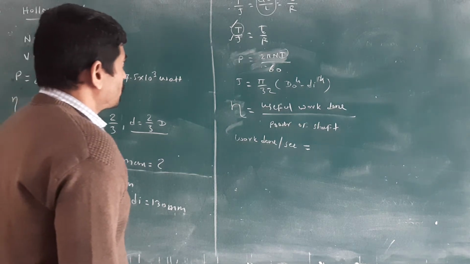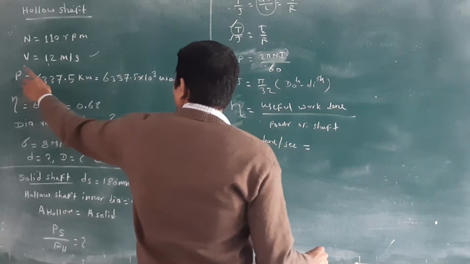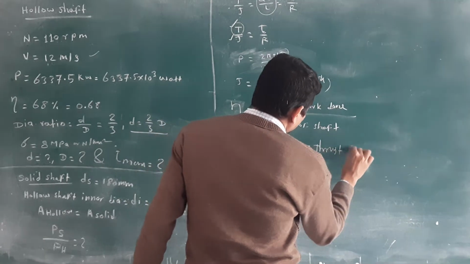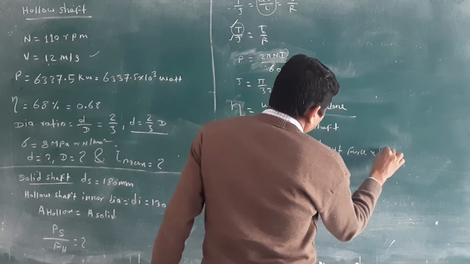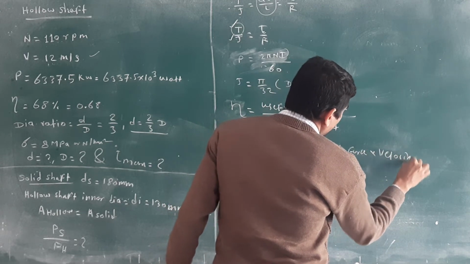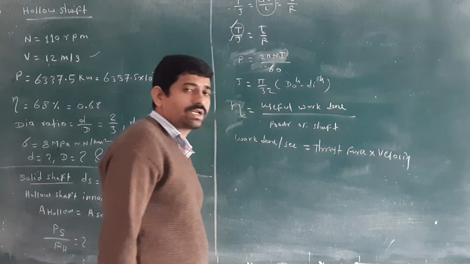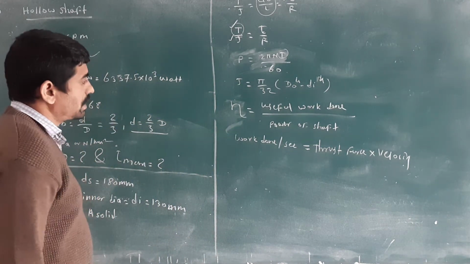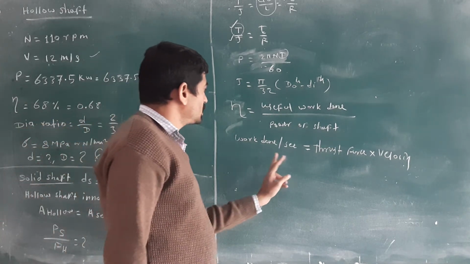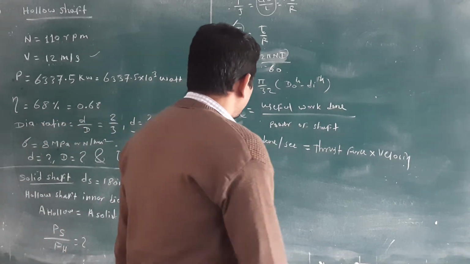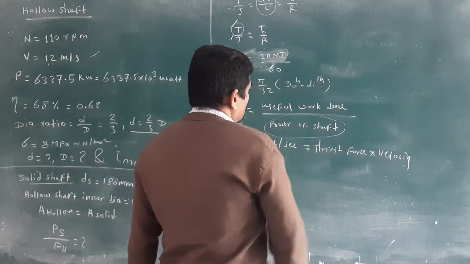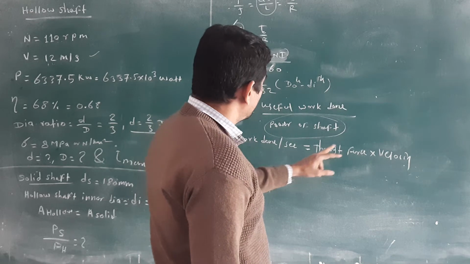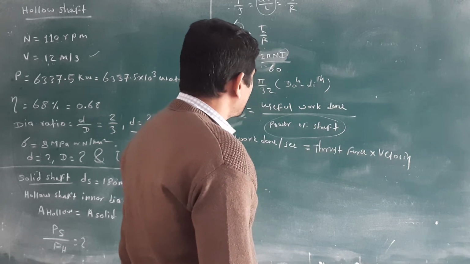We don't know the thrust force, and velocity is given. You should remember this formula: thrust force into velocity. Guys, remember, first check what is given in the numerical and how to calculate the value with the help of given data. Okay, work done per second. How to get that work done per second? What is the unit of power? Watt is there. Then also we want the unit of work done per second in the watt. How to get this watt value?